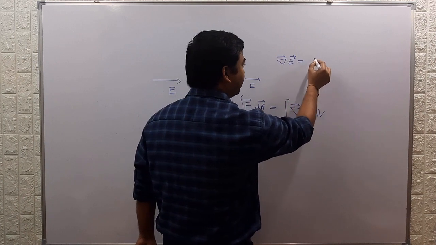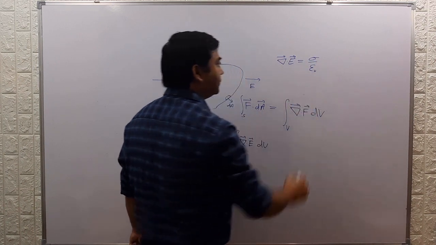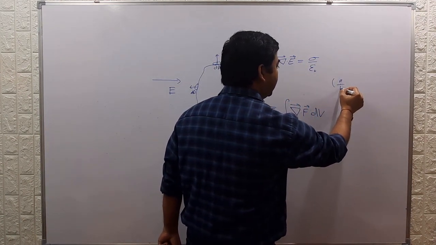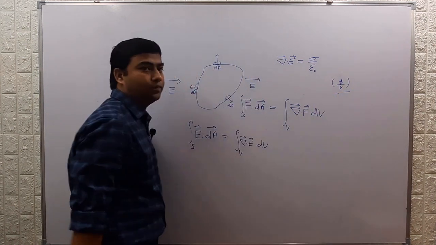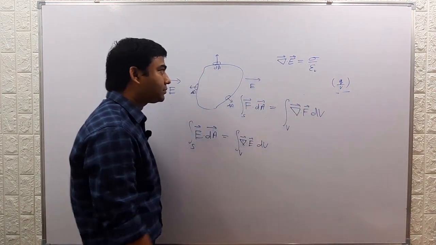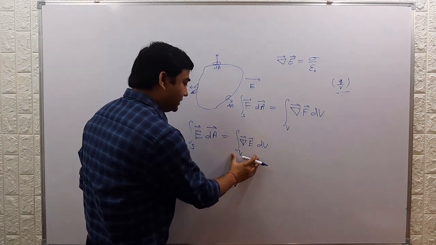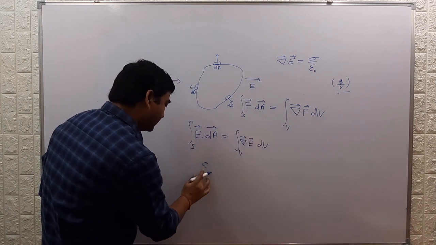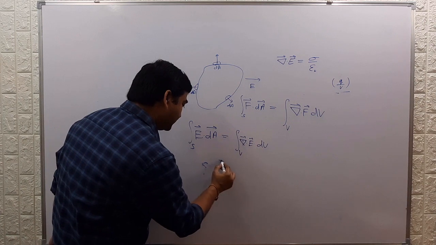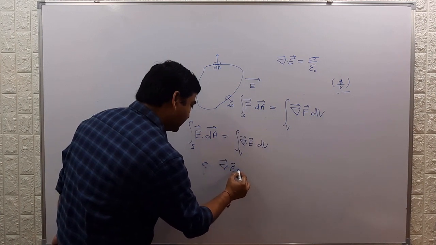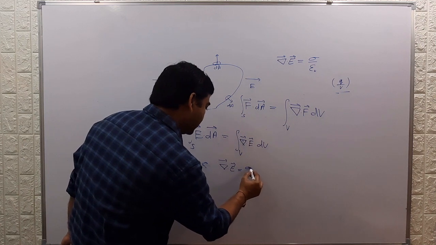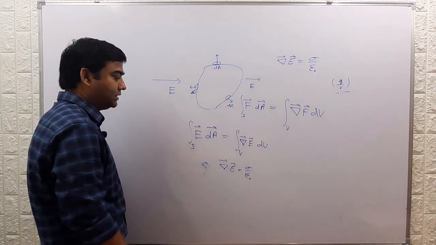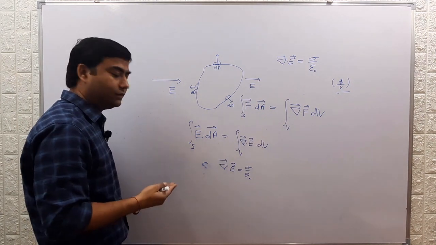for the electric field is given by sigma by epsilon 0 for low frequencies, where sigma is the charge density, that is Q by V, charge in unit volume. So we can write this del dot E as sigma by epsilon 0 in this Gauss's divergence theorem. This is the Gauss divergence theorem for the electric field.